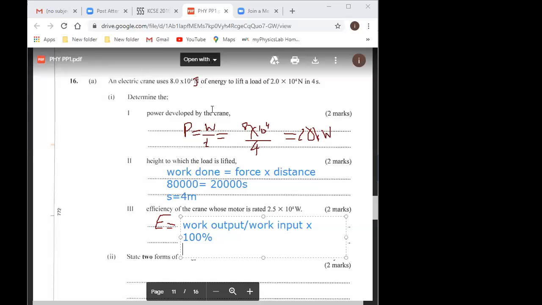The work done in this case is this one. And the motor work input is this one.